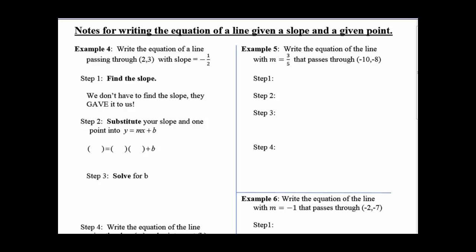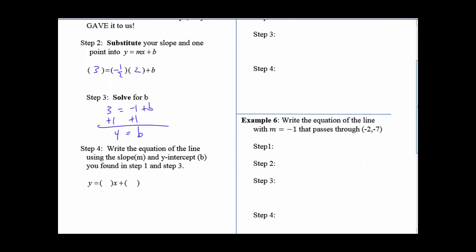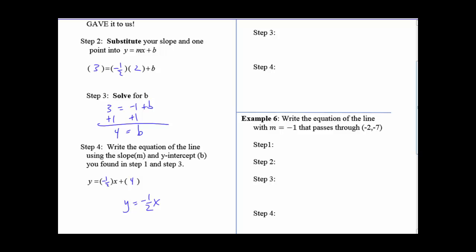So all we're going to do is substitute the slope and one point into the equation y equals mx plus b. So given what we know, we're going to take the 3, which is the y-coordinate. We know our slope is negative 1/2. And then we take the 2 and plug it in. And then we solve for b. So we get 3 equals negative 1/2 of 2 is negative 1 plus b. By adding the 1 over, we get the y-intercept of 4. So we have the slope that was given to us. We now find the y-intercept. So when we write it, we end up getting y equals negative 1/2 x plus 4.